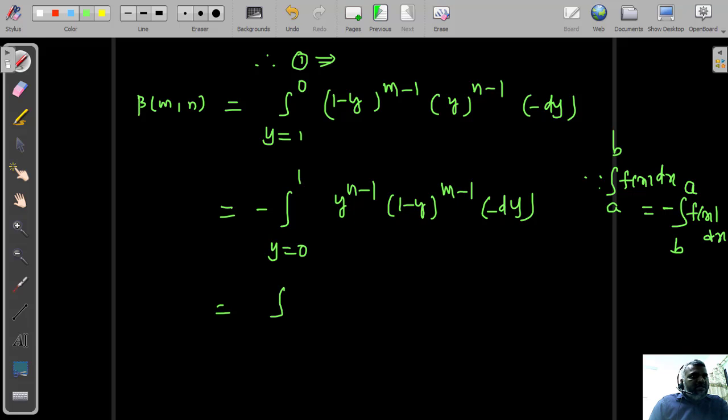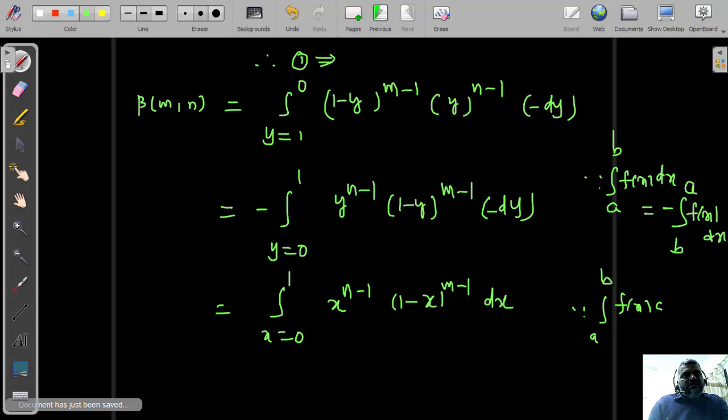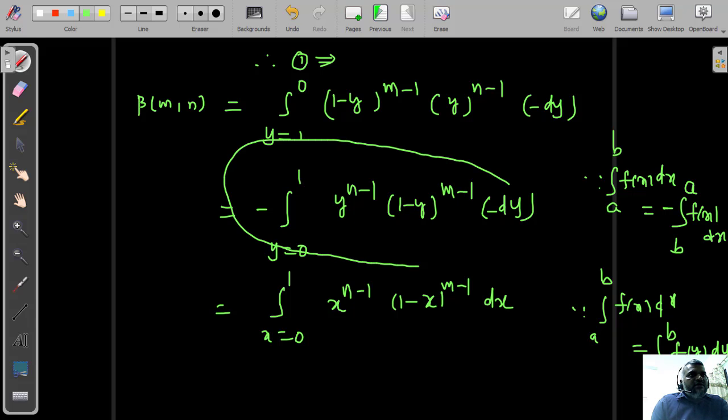Now I will change the variable also. I will rewrite, wherever y is there, y with x, from 0 to 1, x power n minus 1, 1 minus x power m minus 1, and dy as dx. I changed the variable because of this rule: the integral from a to b of f of x dx is equal to the integral from a to b of f of y dy, because this is in terms of y totally. This could be written now in terms of x. With the help of this rule, nothing will happen.